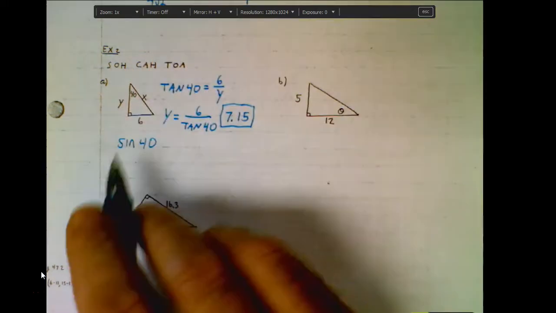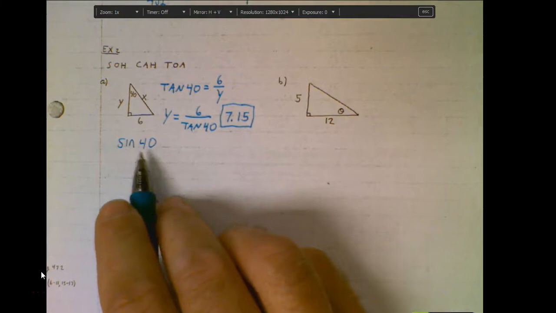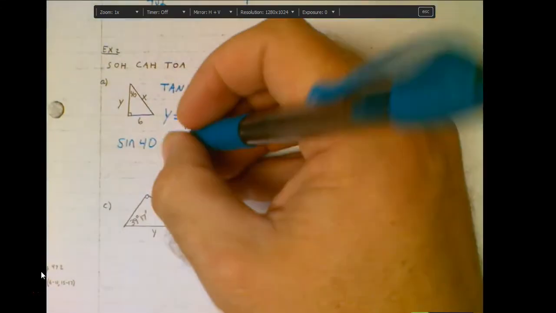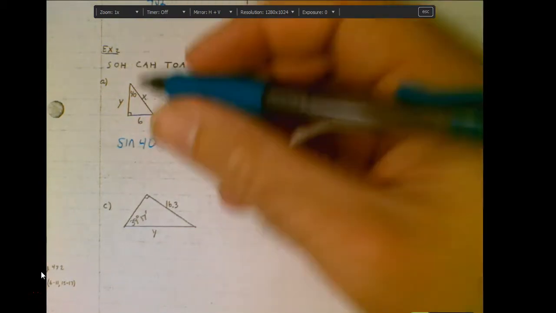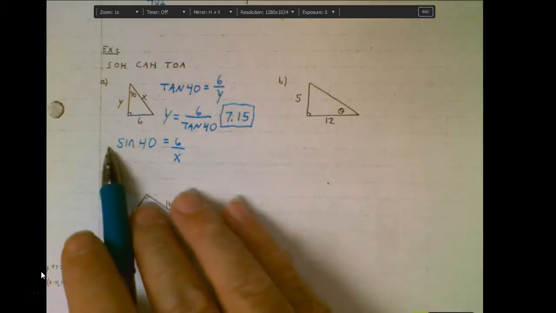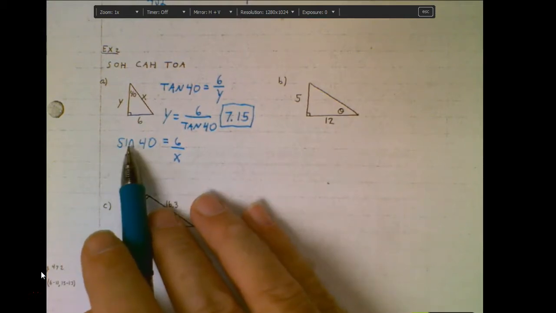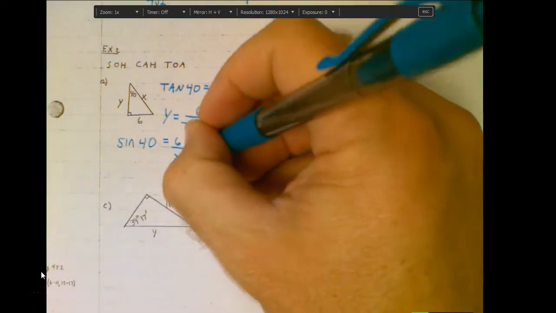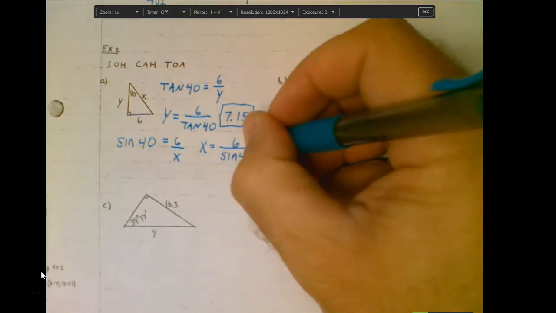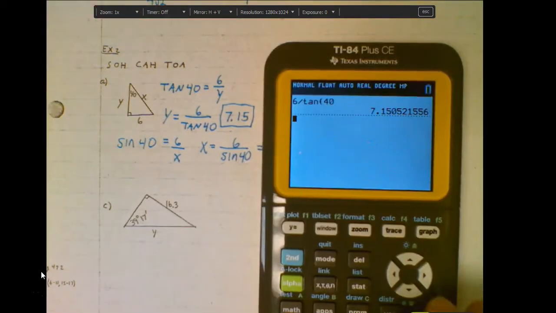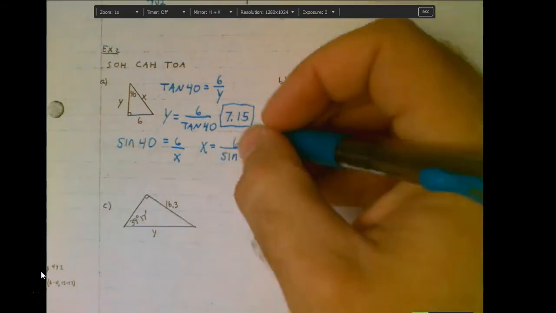So remember, with any trig ratio, it's always connected to an angle. And then on the other side of the equation, we put the segments. So opposite over hypotenuse, 6 over x in this case. And then again, if I want to solve for x, I would multiply the x over to here, and then divide sine 40 over to here. And so we're going to say x is equal to 6 over sine 40. And that's what goes in the calculator. So again, making sure we're in degrees, I'm going to do 6 over sine 40, and 9.33 to 3 sig figs.